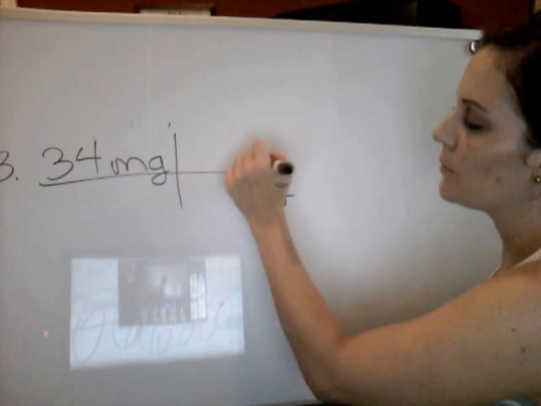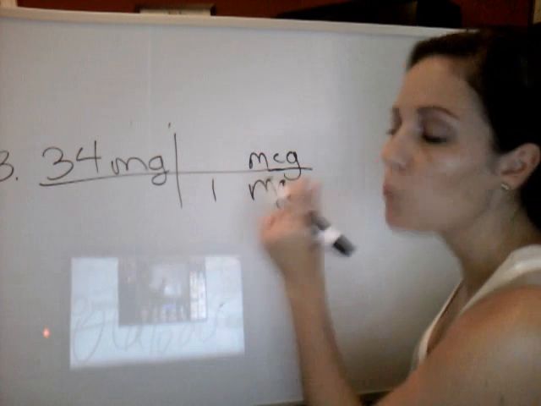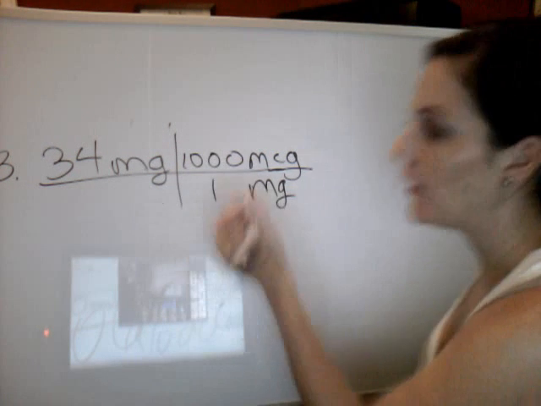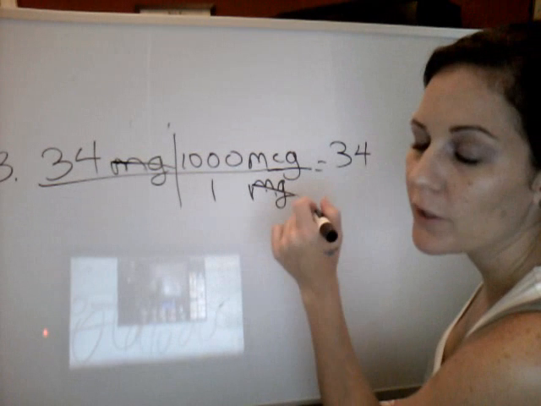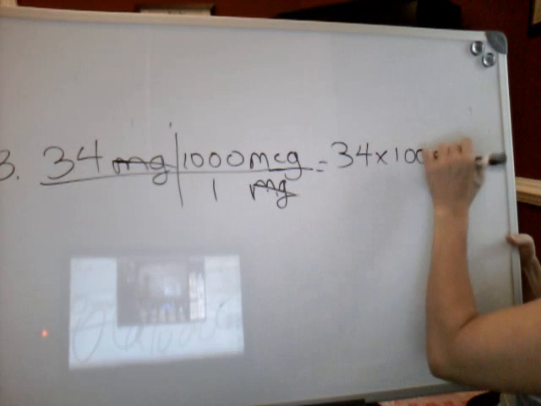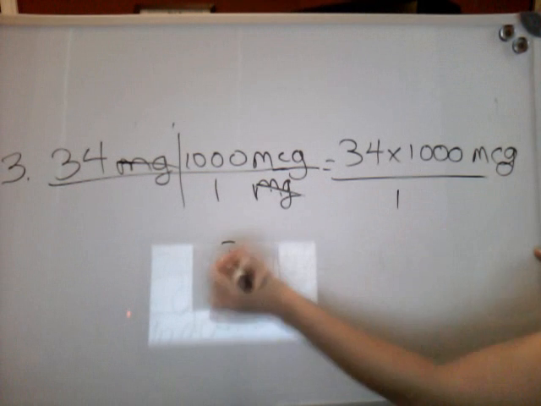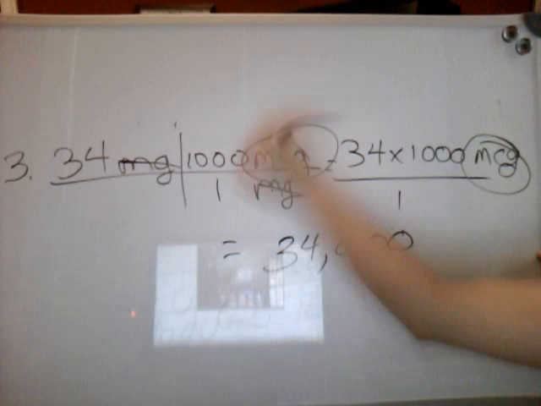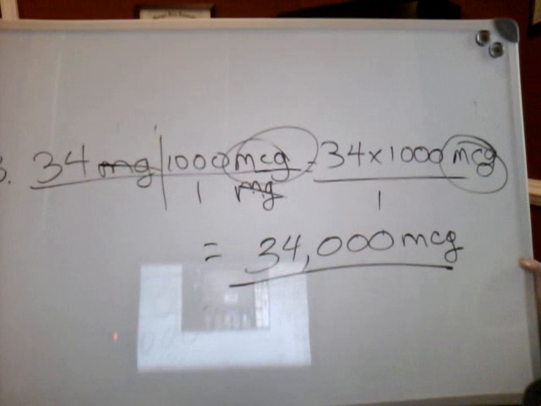So you're going from milligrams to micrograms. This is also on your conversion sheet that I'll be giving you. For every 1 milligram you have 1,000 micrograms. Big number, okay? So you have 34, milligrams cancel out, very important to cancel out your units. 34 times 1,000 micrograms, divided by 1. That gives you 34,000. We'll get your unit, micrograms. And that's your answer to number 3.